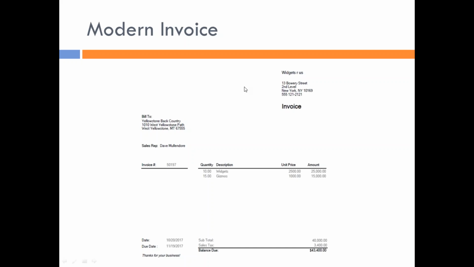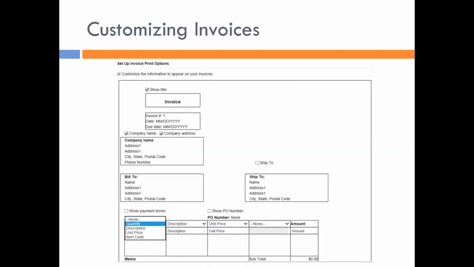But it doesn't just stop there, the customization that you can do on an invoice. So I'm going to go into just a little bit of what can be done for the regular customization on the invoices. Once, as I said before, you go to that screen under Sales, Customize Invoices, and it brings you to this screen. You have to click that you want to be able to customize the information to appear on your invoices. And once you do that, there's a lot of different things you can do. You can choose you want the company name there, you want the address to be there.